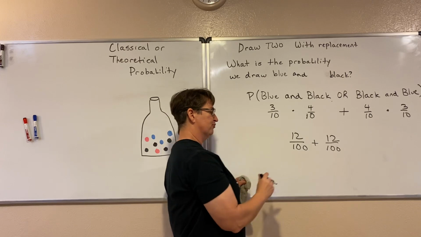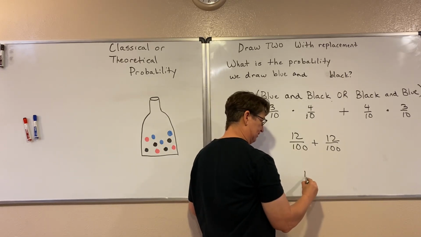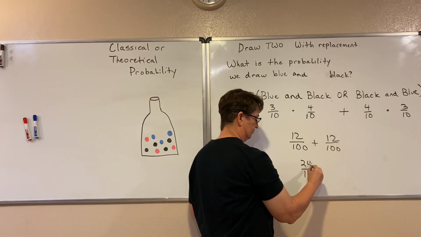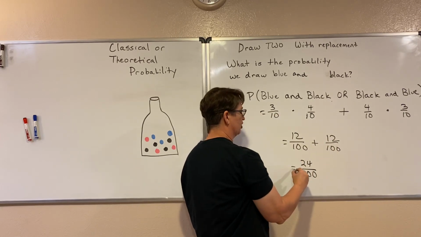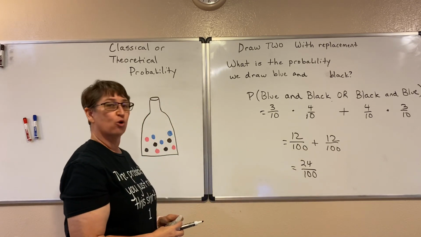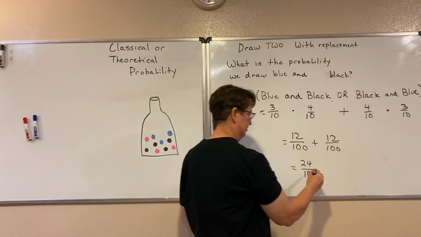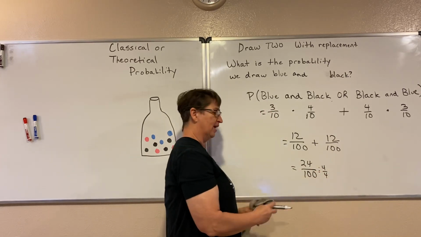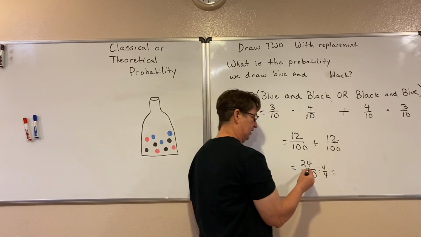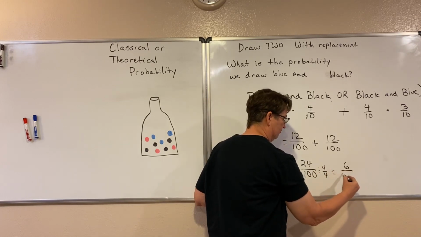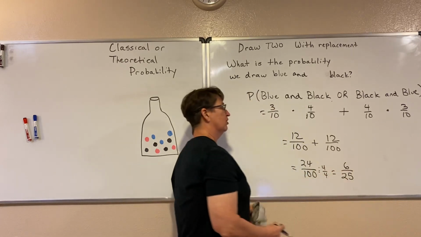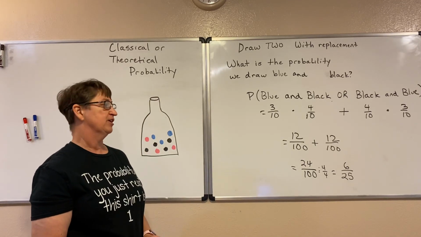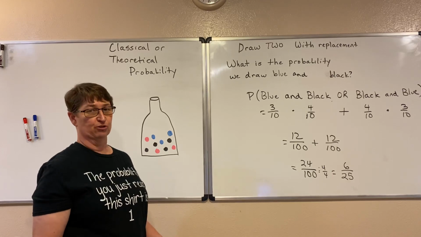And now I'm going to add the two fractions. So when I add fractions, I keep my denominator and add my numerators. And I'm going to go ahead and simplify now. 4 goes into both 24 and into 100. So I'm going to divide by a fancy 1 there. Divide by 4 over 4. And we get 6 out of 25. So I would expect, if I did this 25 times, 6 of them to be a blue and black in no particular order.